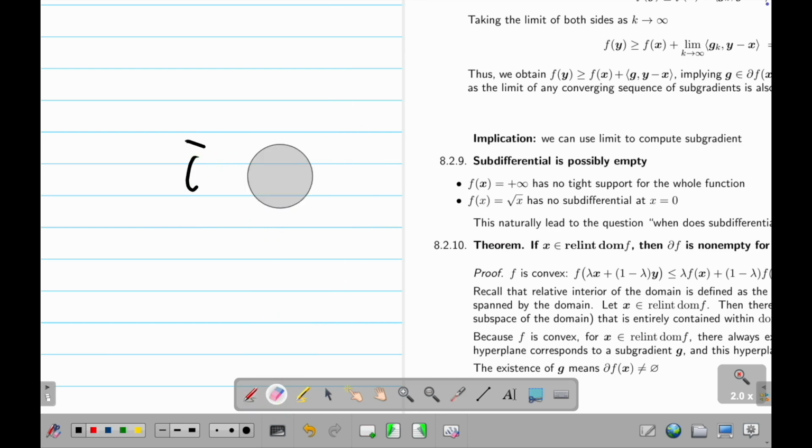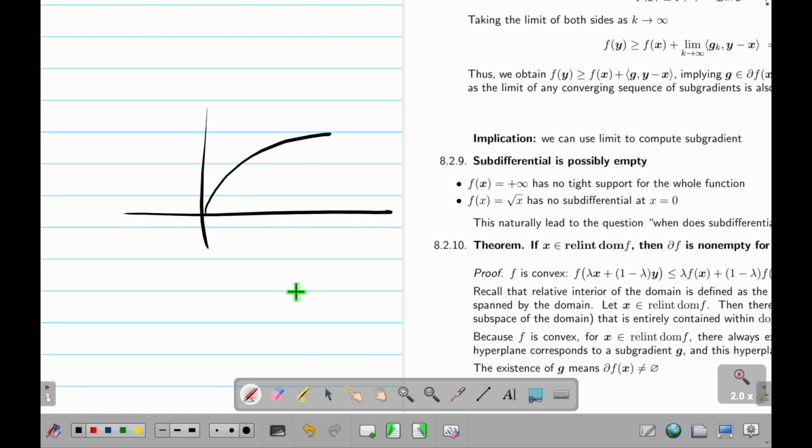Okay. Secondly, what about this? Actually, this also has no subgradient, but at a funny point. This is something like this, the square root of x. Anyway, then what? Well, at this point, first of all, when x is slightly negative, we have a complex number. So this naturally is a troublemaker.